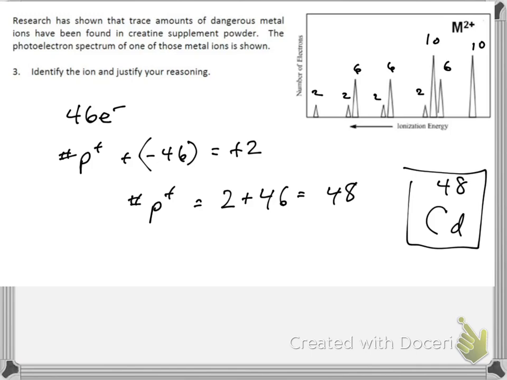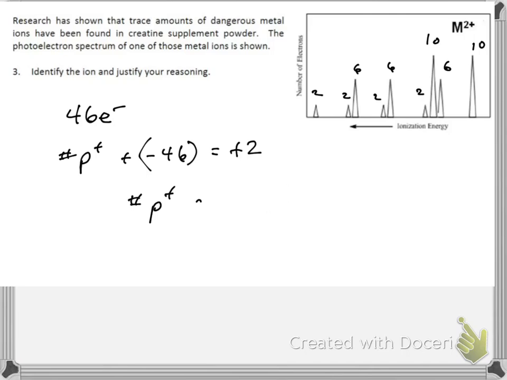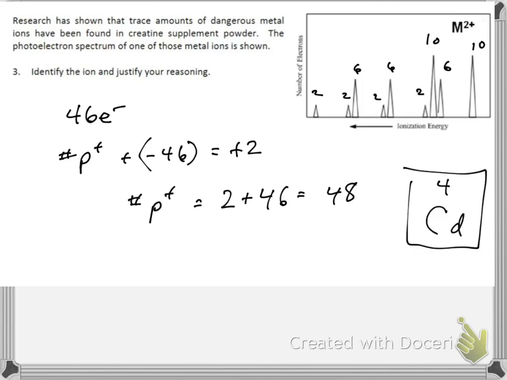Alright, so we did this problem already. So just take a look here. Again, if you're given a PES spectrum, you count up the total number of electrons, which we did, 46. You add up all the electrons, it's 46 electrons. 46 electrons plus the number of protons must be the total charge. So that means that the number of protons must be 48. So that would be cadmium, with 48 protons to give you a +2 charge.